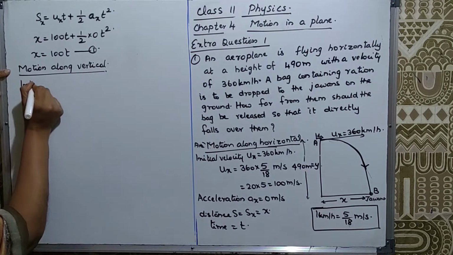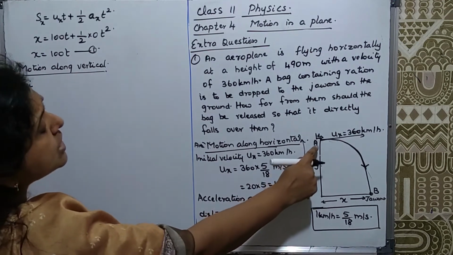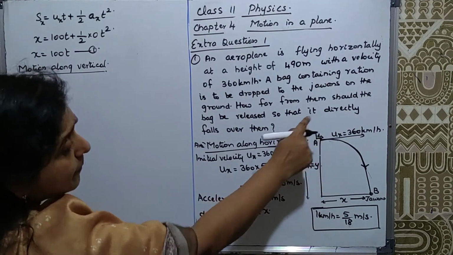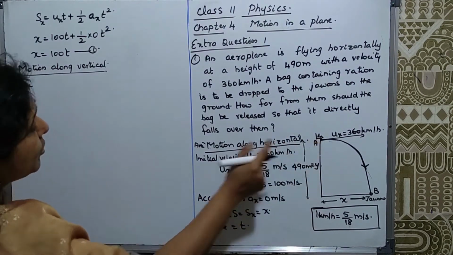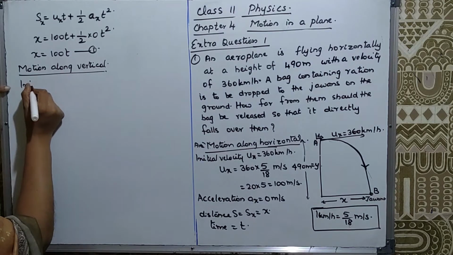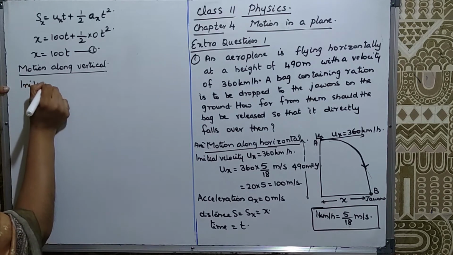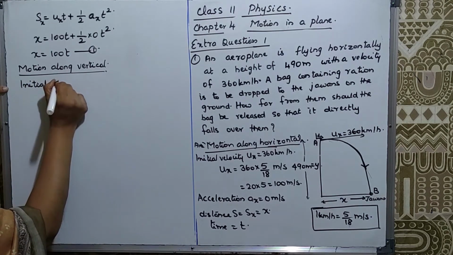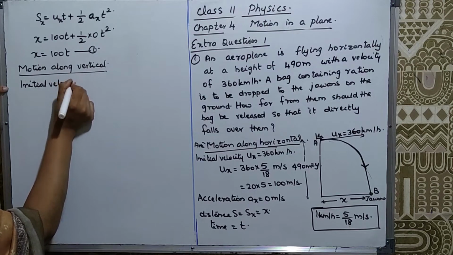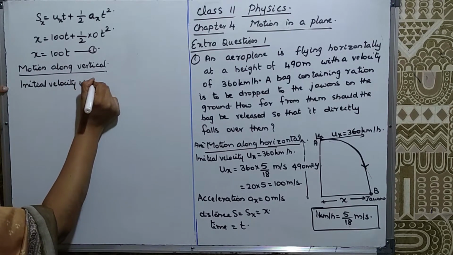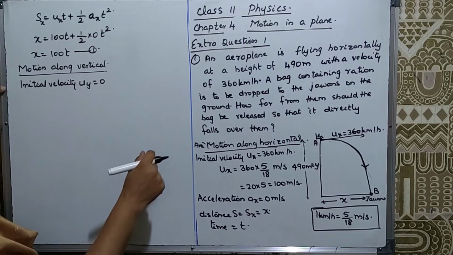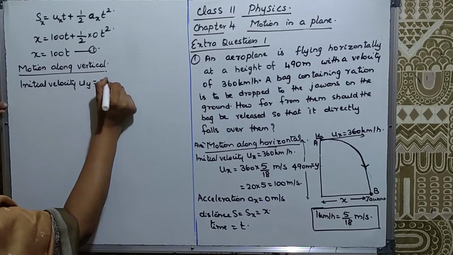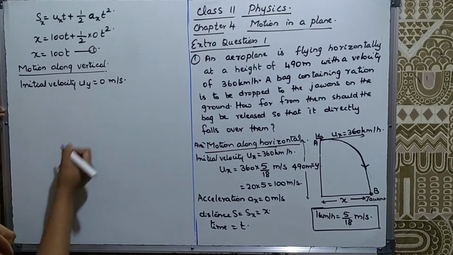Initial velocity along vertical. Since the bag was not moving vertically upward at first, only horizontal motion was there. So initial velocity along the vertical, uy, will be equal to 0 because there was no up and down motion. So 0 meter per second.